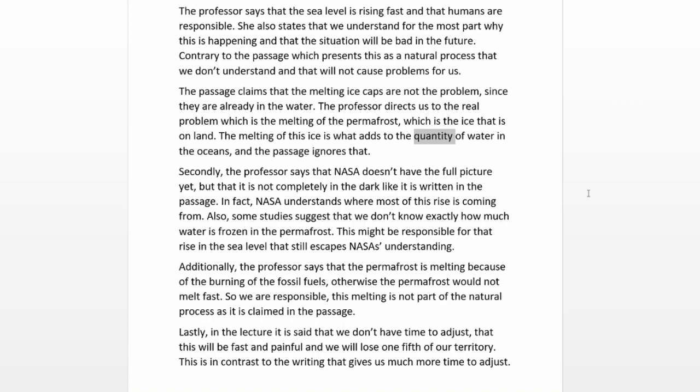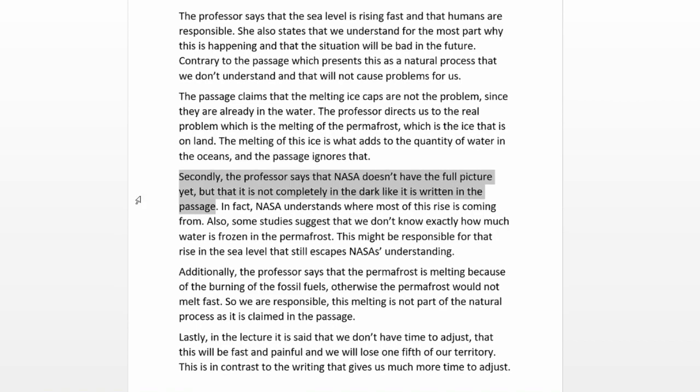The second point that is discussed is NASA, or what does NASA know? Now, in this first sentence, I paraphrase what the professor and the reading passage state. Instead of just repeating the professor's words, where she pretty much claims that maybe NASA doesn't know everything, I say that NASA doesn't have the full picture, but that it's not completely in the dark, or that it pretty much doesn't know anything, like the passage says. So with this first sentence of this paragraph, I quickly explain what the position is of the lecture and of the passage, and I show how they are in contradiction.